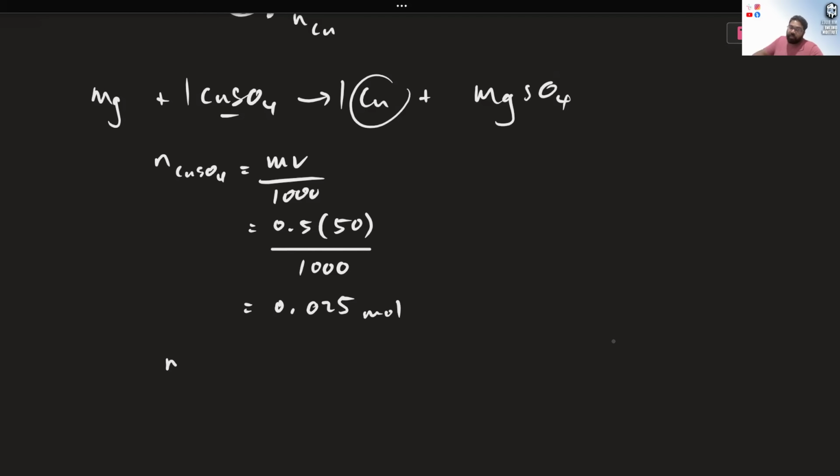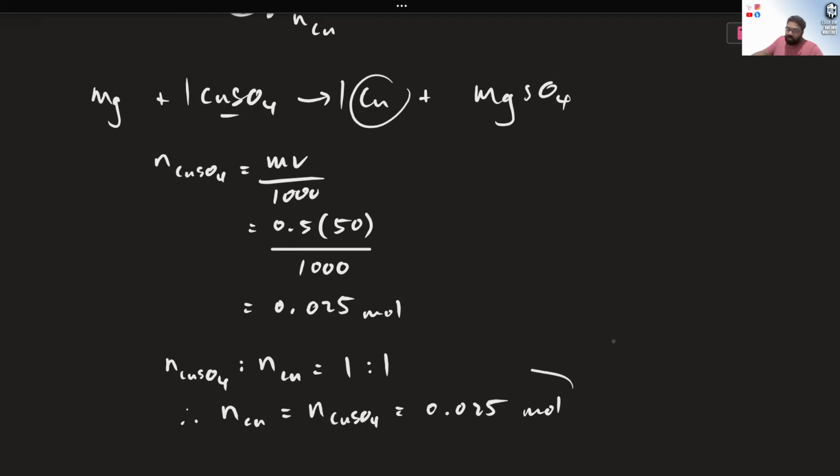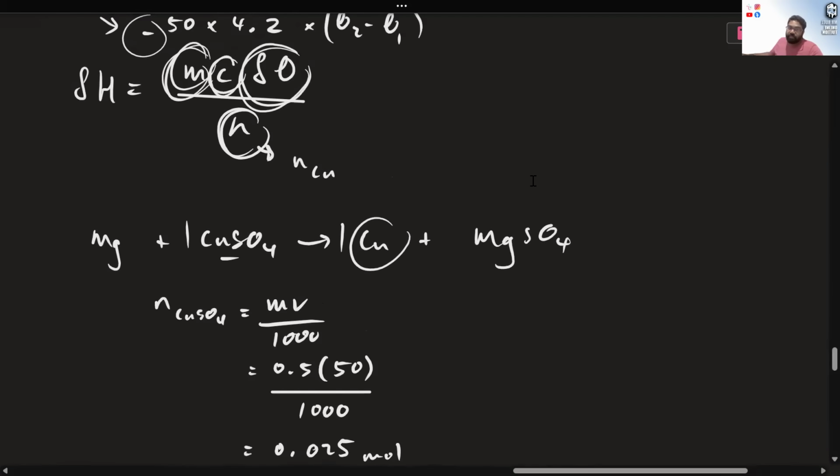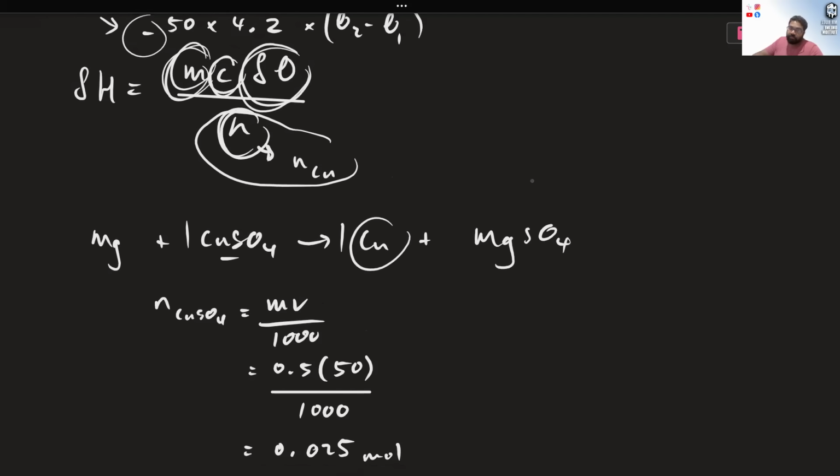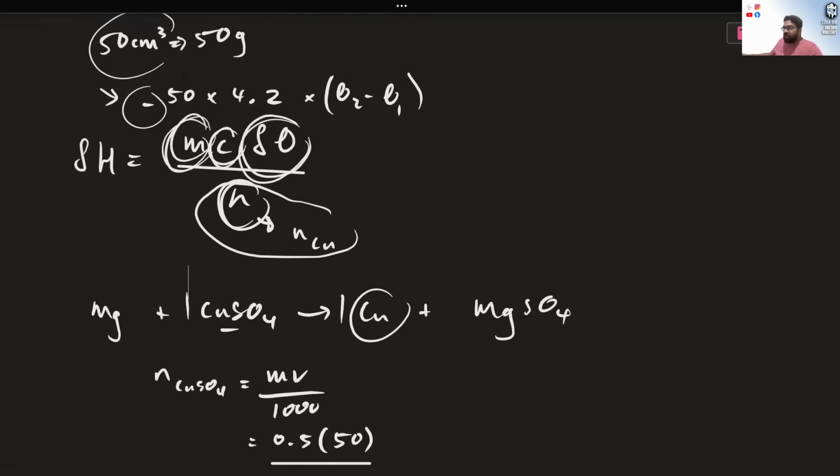So you can use the mole ratio here, 1 to 1. Moles of copper(II) sulfate to moles of copper is 1 to 1. Therefore, the number of moles of copper will be the same as the number of moles of copper(II) sulfate, which is 0.025 moles. This one you can use here. However, the answer that you will get here will be in joules. So let's say negative P joules, joule per mole.